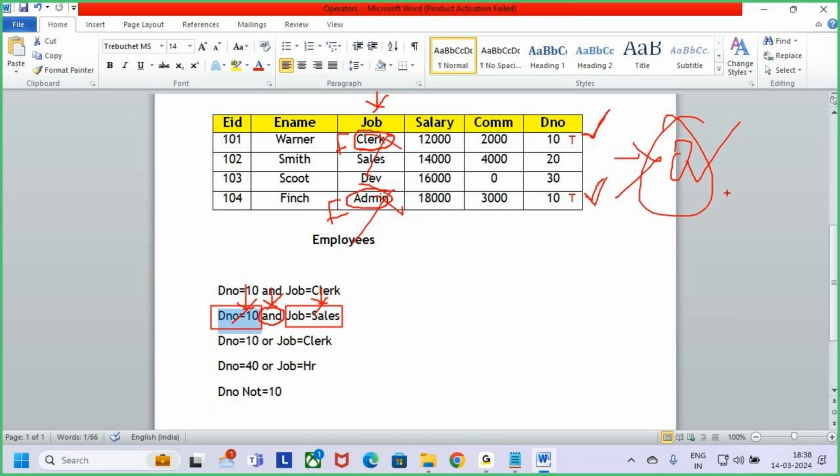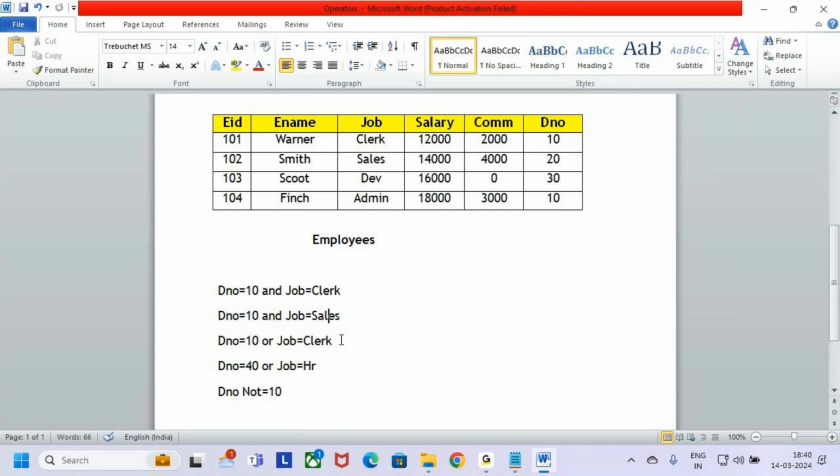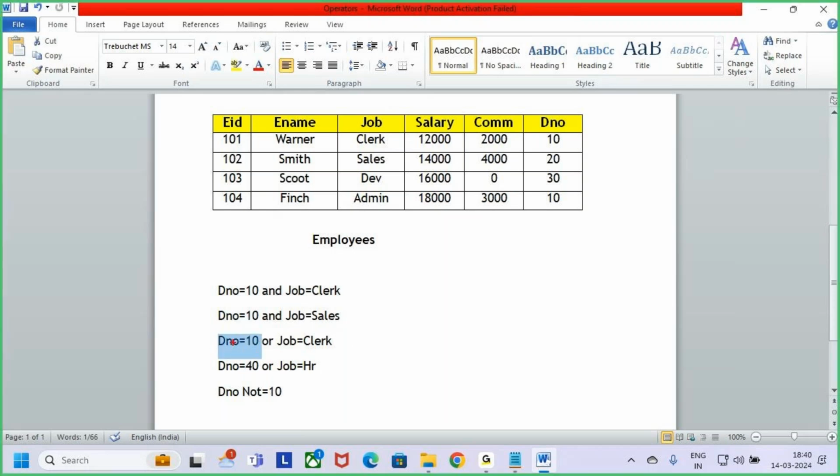Admin. And next, my requirement here is, I want to find out the employees from the 10th department. First condition is department number is equals to 10, or job is equals to clerk. Now between these two conditions, what is the operator I'm using here? OR operator. Now what's my first condition? Department number is equals to 10. Now here the first condition is true. Here also the first condition is true. There are two employees working in the 10th department. Now what's my second condition? Job is equals to clerk.